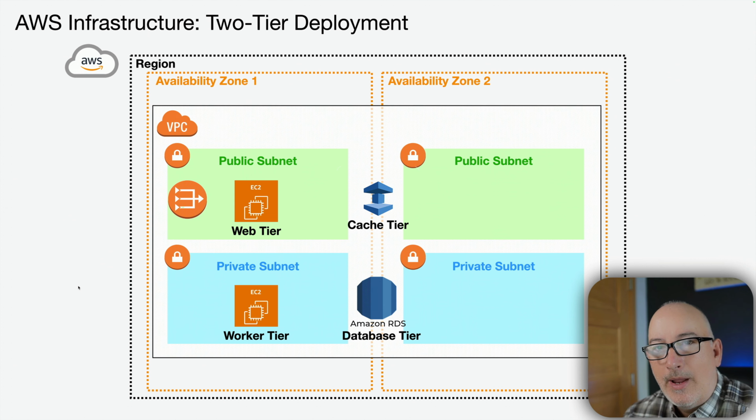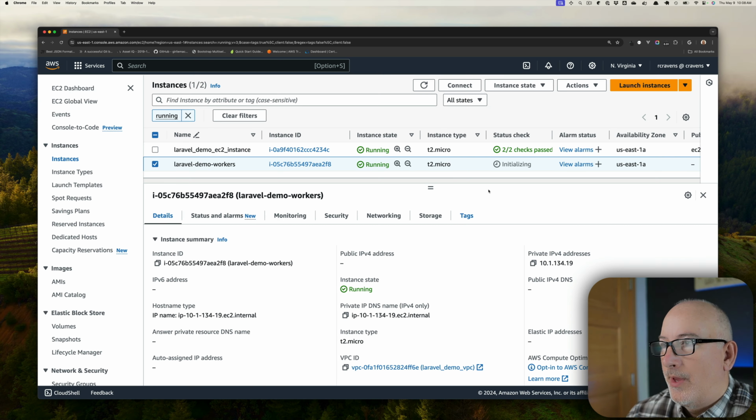And just as a reminder, when we SSH into this worker tier, we're not going to be able to directly SSH into it because it doesn't have a public IP address. We're going to have to use our web tier as a jump box. So the process is we're going to SSH into our web tier, and then from our web tier, we'll use that to hop on and SSH into our worker tier. Okay, while this is provisioning, let's go ahead and SSH into our web tier.